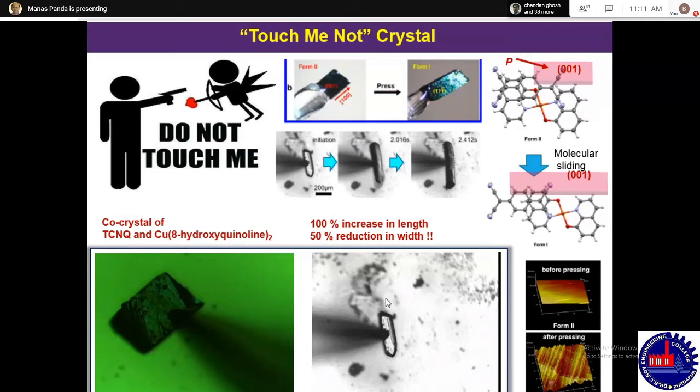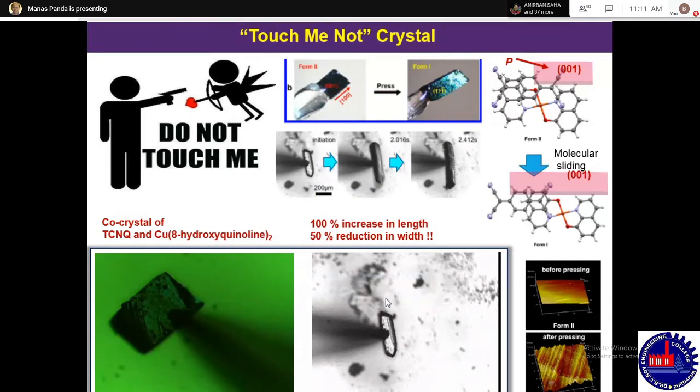One more example, I think we have 5 minutes more time. This is another smart material, which is touch-me-not crystals. Previously I showed you how the mimosa pudica, I mean Lajjapati lata, behaves. Once you touch it, it contracts itself. But in contrast to that, this is a crystal which has recently been developed by a Chinese scientist. Once you touch it, it will expand.